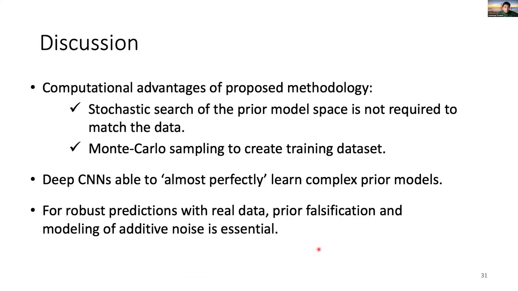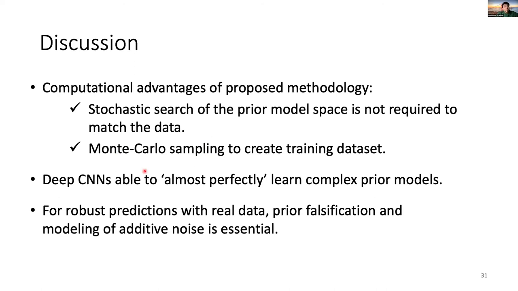So I would like to wrap up summarizing some of the key takeaways from my talk over here. We presented a method of generating synthetic data set. And this method relies on specifying probability distribution and sampling this probability distribution. And this is very computationally advantageous because you don't have to solve an inverse problem. You just do Monte Carlo sampling to create the data set.